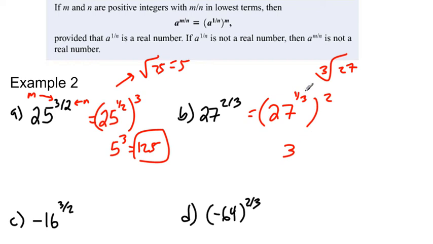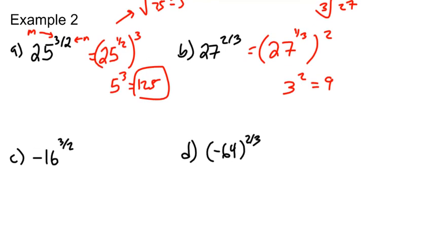So if this whole thing became 3, then we have to raise that to the power of 2, and then we just get 9. And cool beans. Let's keep on crack-a-lacking here.